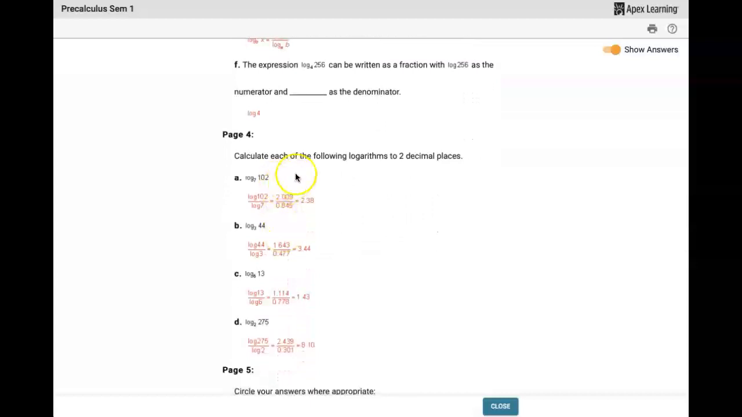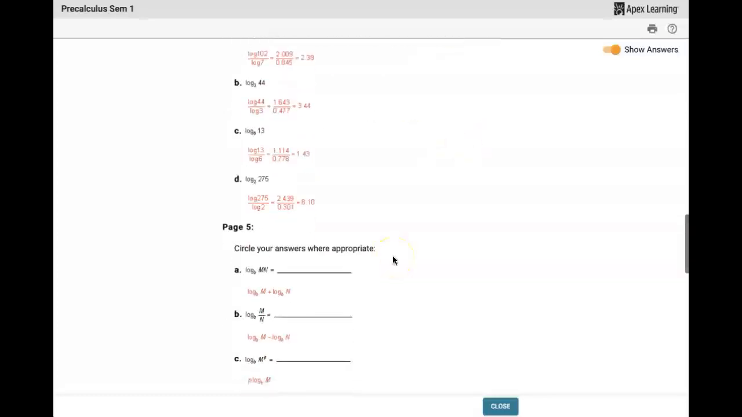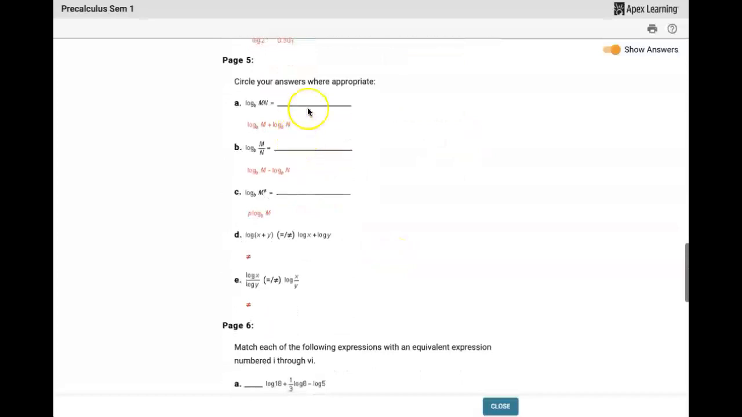So then moving forward here, this is just working through all those problems. And again, they were specific, so pay attention to that. 2 decimal places. Make sure you can round correctly. All right. And then these are the last things I want to focus on here. Those rules. You had m times n, which means you're adding them together when you separate it out. When you do division, you're subtracting. When it's raised to the power, you bring that power out in front.